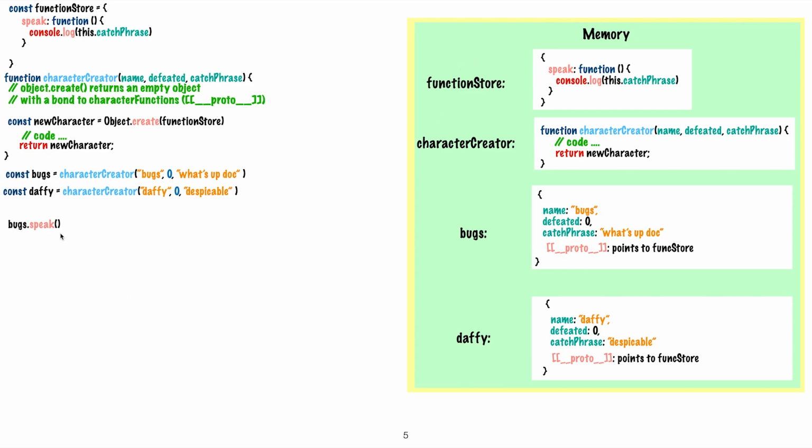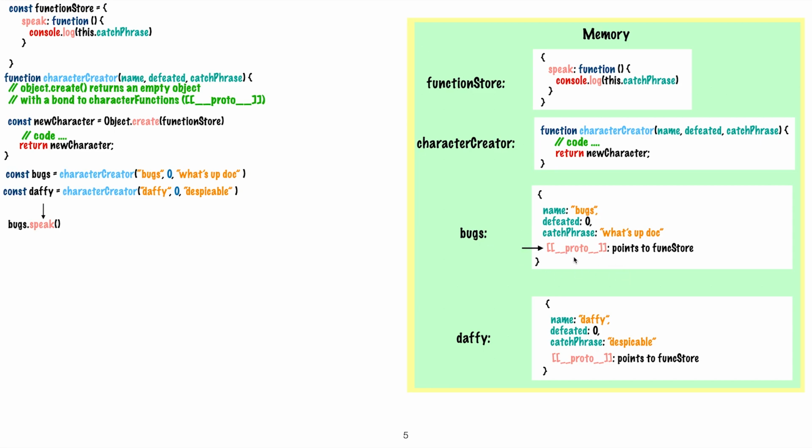Okay, so now we're ready to invoke the speak function off the bugs object. So the first thing that's going to happen, right, we're going to look up bugs in memory. So we see that we find bugs in memory. Now the next thing that we want to do is invoke this speak method. So we'll go ahead and search our bugs object for the speak method, right? We search and search and we see that we don't find that speak method. So this is where this hidden link comes into play, right?